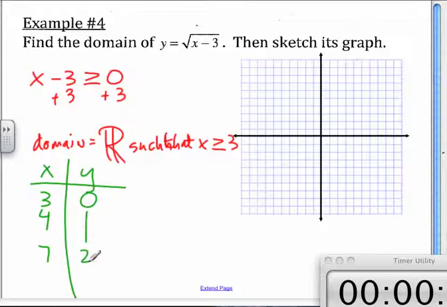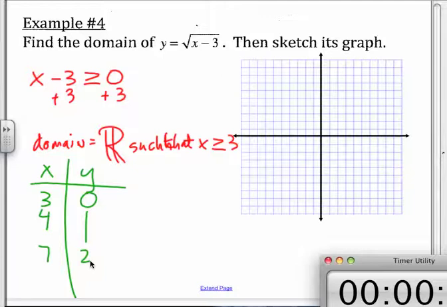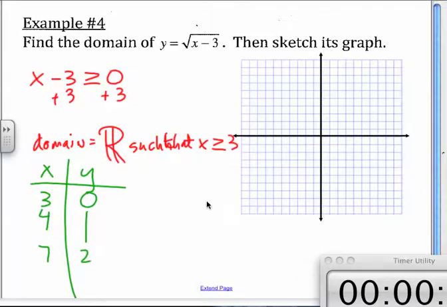Winslow has his hand halfway up and now it's back down. Eddie's got his hand all the way up. 12. And Eddie says he wants it to be 12. All right? So Eddie says, let's make this 12. 12 minus 3 is 9. Square root of 9 is 3. Excellent.